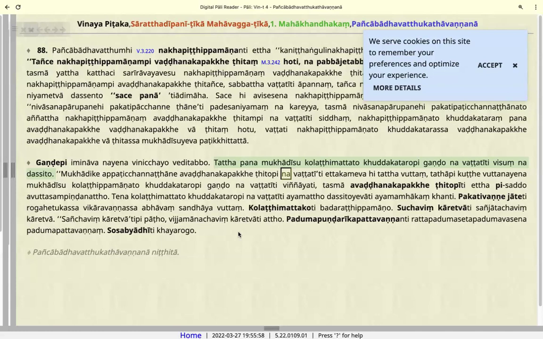How did you translate this? Avuta sambindanato. Sambindanato. The letter pa, or the word pa, has the meaning of combining what has not been said. Oh, so the A is not connected with the sambindana? No, A is related to the avuta.